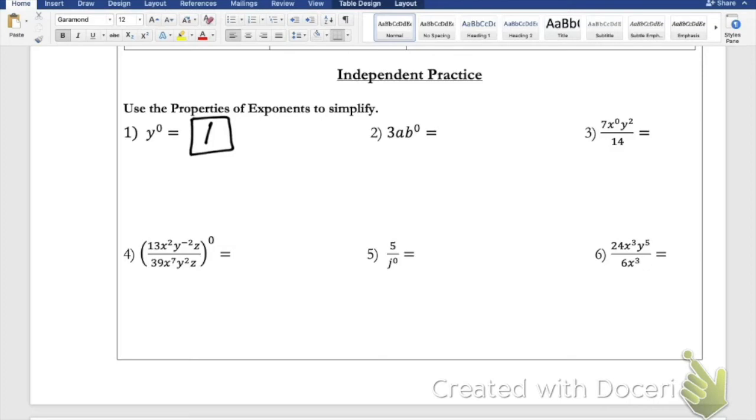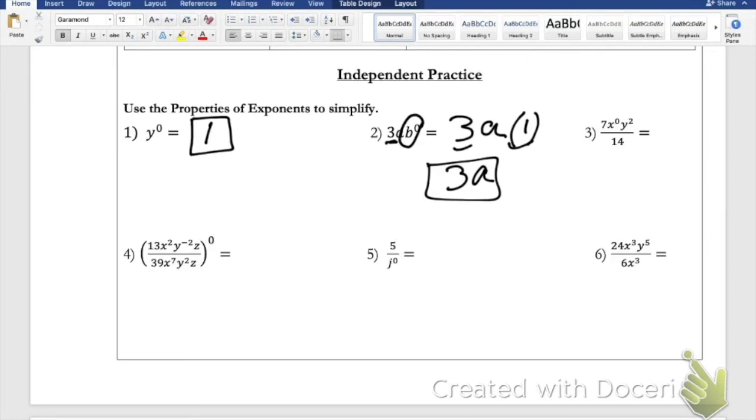Number 2, I have 3ab to the 0. Notice that only b is raised to the 0. So the 3a will stay as such. 3a, b to the 0, we know, will give us a 1. So now I'm going to multiply the 3 and the 1. 3 times 1 is 3, and then just bring down the a. So it's 3a.